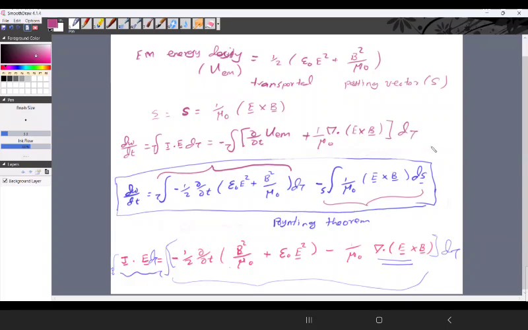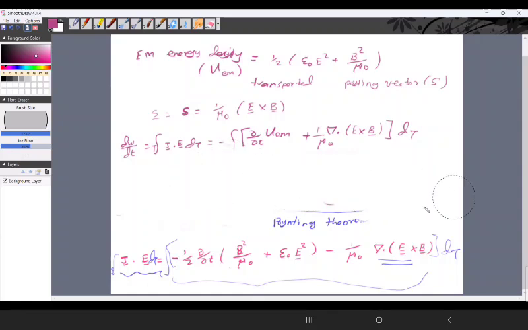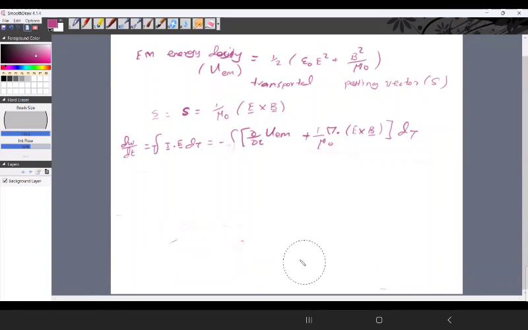Okay, under this equation, can you please write down that the work done per unit time, per unit volume by the field, J dot E, is the conversion of electromagnetic energy into mechanical or heat energy.